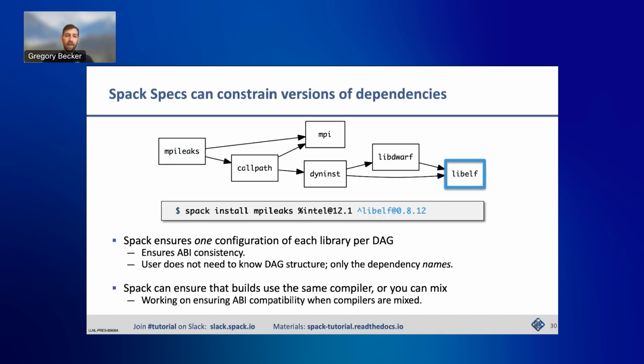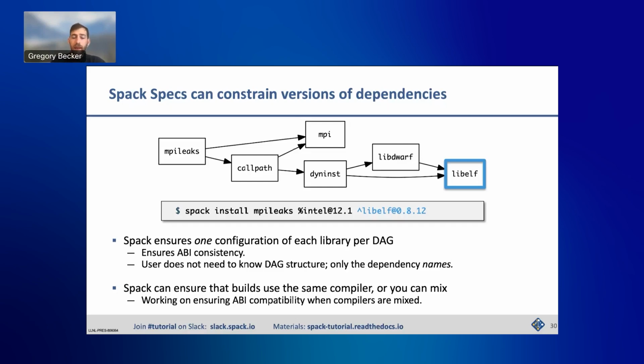From the command line, we've already seen this in the basics section, specs can constrain versions or other attributes of their dependencies. And Spack ensures one configuration of each library per dependency graph. That's a directed acyclic graph. We'll refer to those a lot. And you don't have to know anything about the structure to be able to say on the command line, I want to change how the libelf node is being built.